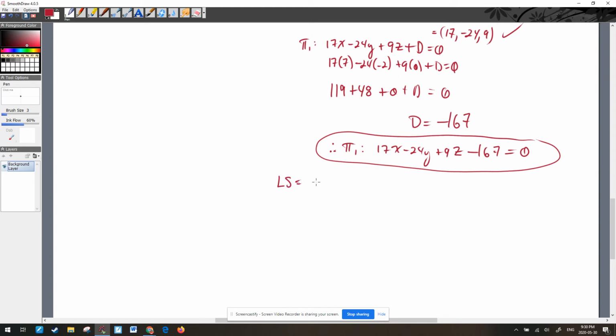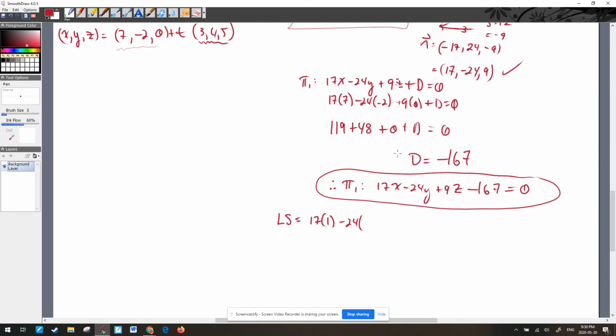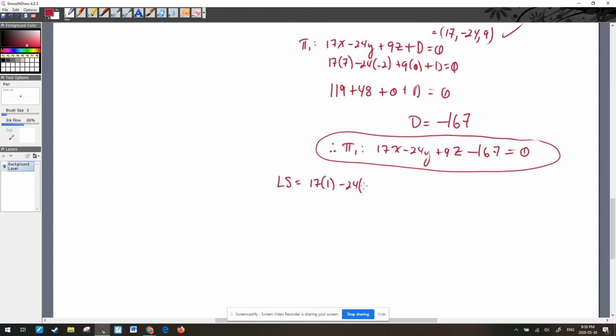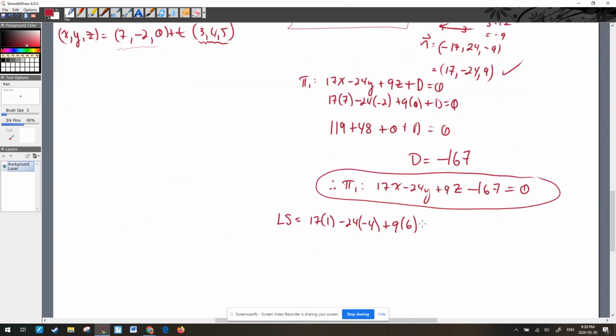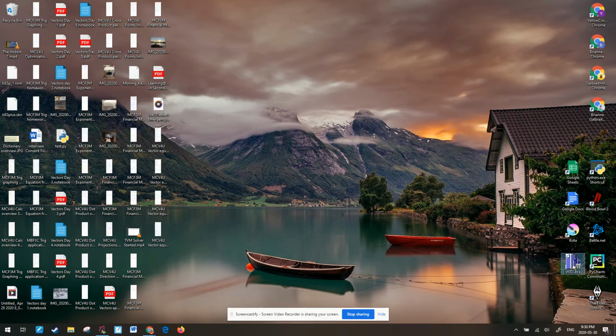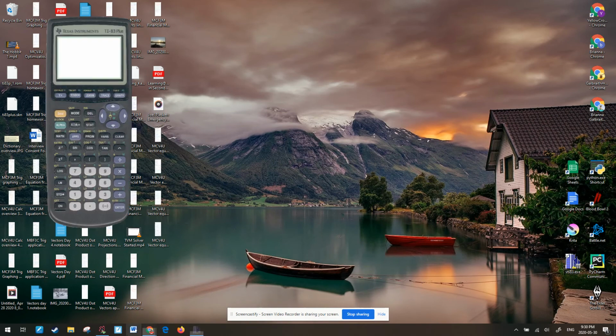So the left side is going to be equal to 17, and then it was 1, minus 24. What was it? Negative 4, I think. I'm tense because I might have made a mistake along here. And this will be embarrassing, but you can laugh at me, which is always good. And then 6, I think, was it plus 9? Yeah, 6. And then minus 167, and then the right side is just 0. So if I've done this correctly, when I type this into my calculator, I'm actually going to have to grab a calculator because I'm not going to do that in my head. It should come out to be 0. There we go. All right, back we go.